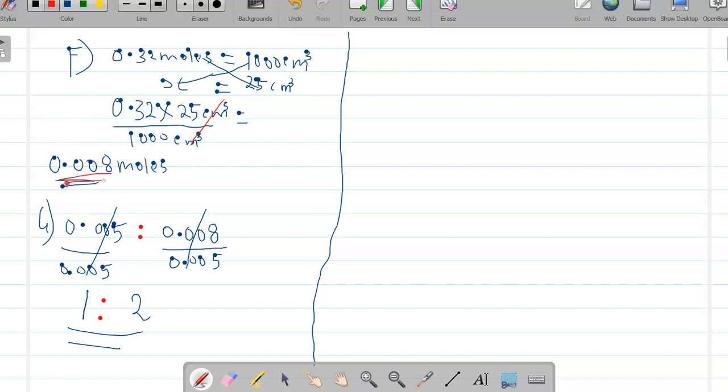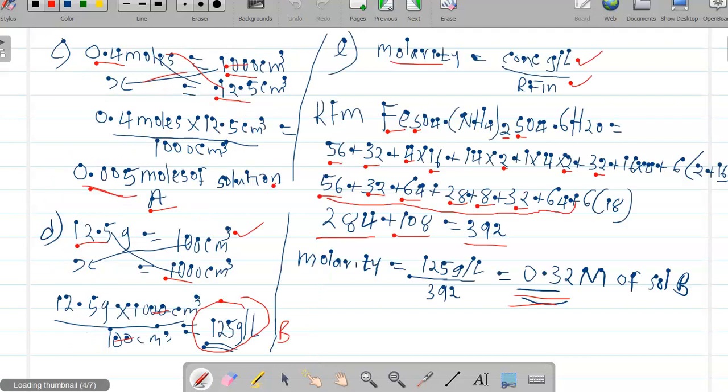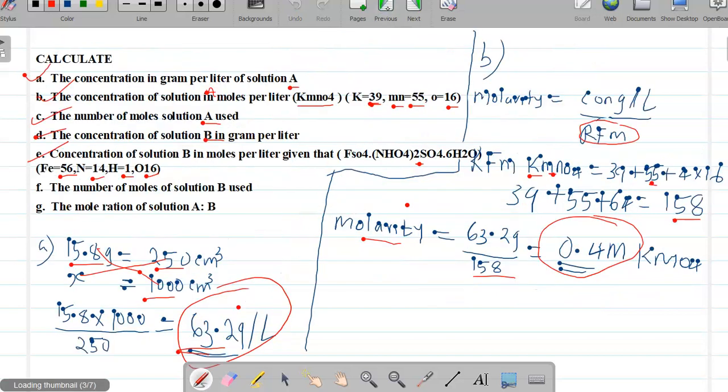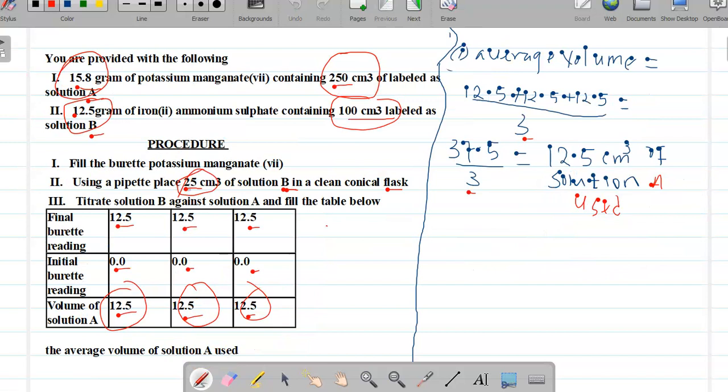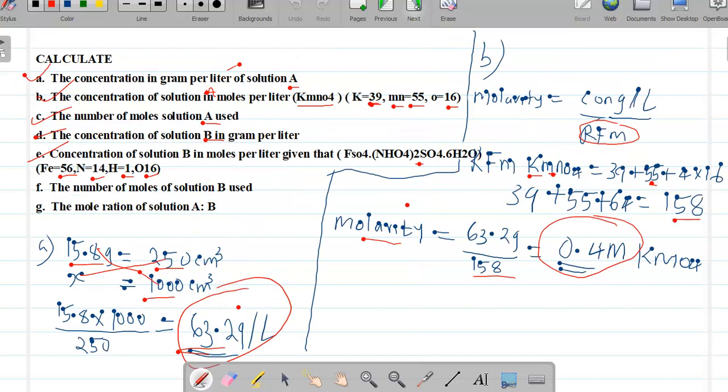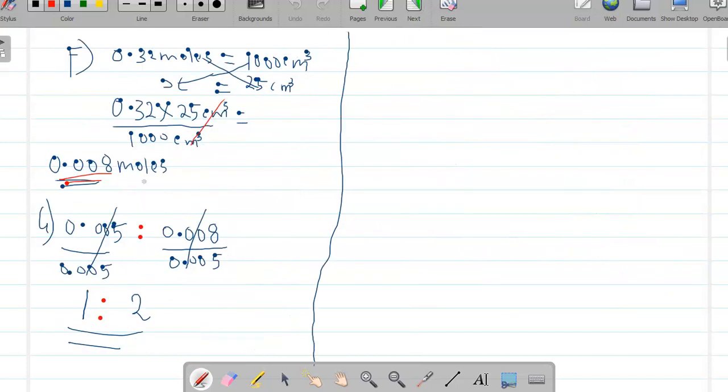You'll get 0.008 moles of solution. What have I done? Let me repeat it here. This is my molarity, 0.32. And the volume used of solution B is 25 centimeter cube pipette volume. Then what do you do? Then this is what you do.